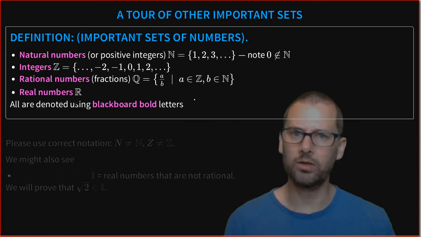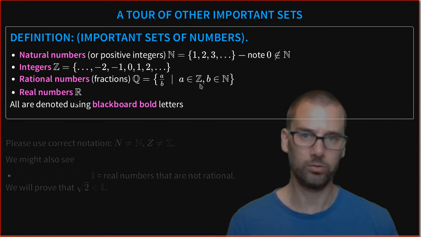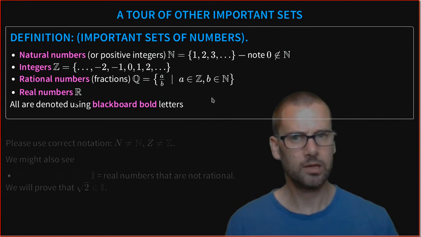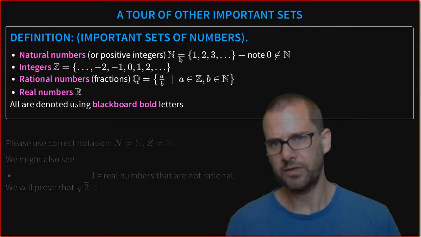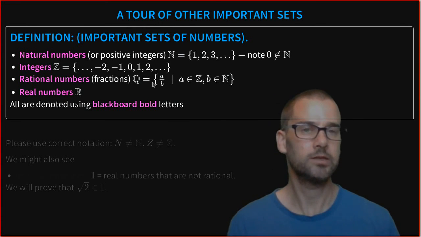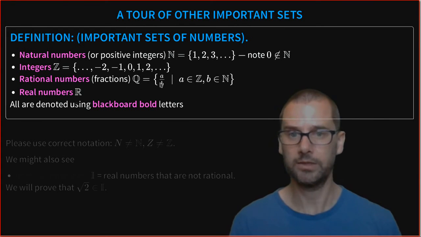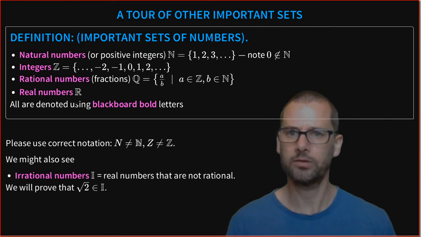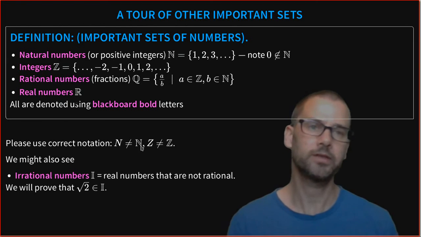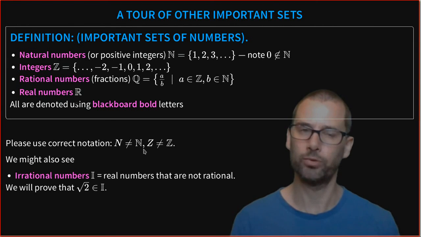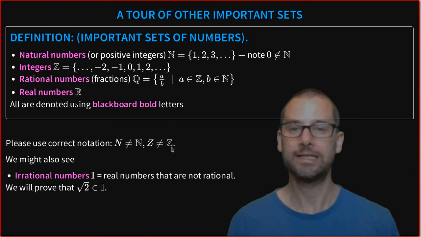and we denote all of these sets using blackboard bold letters. It's important that we use this strange sort of double-stroked letters to denote these important sets of numbers. So please do use correct notation. Capital N is not the same as blackboard bold N. Capital Z is not the same as blackboard bold Z.